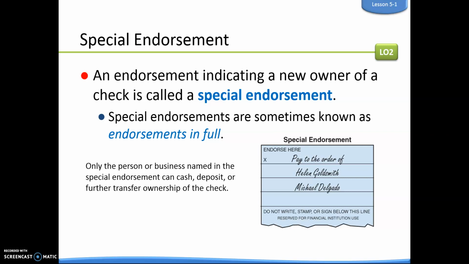The second one is a special endorsement. A special endorsement essentially indicates a new owner of a check. So sometimes, and these aren't typically used very often, especially in personal banking, in business banking, they're used more often. But essentially what this is doing is transferring the ownership from Michael to Helen. So what we do is we use the words pay to the order of. We write the new owner of the check, and then Michael would sign his name saying that he has now transferred the ownership over to Helen.